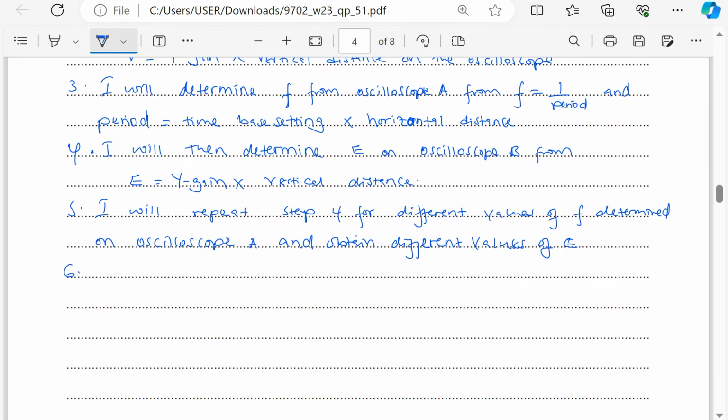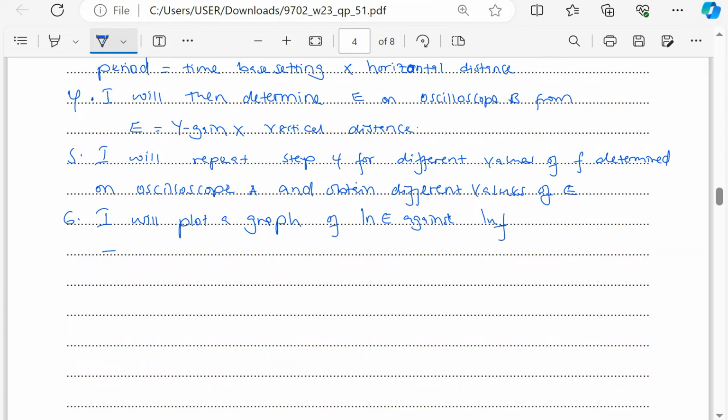So step 6, now it is analysis. I will plot a graph. We have already said which graph is going to be plotted. It was ln of E against ln of F. You can plot also log of E against log of F. So now this is analysis, plotting the graph. We now know which graph we are plotting.